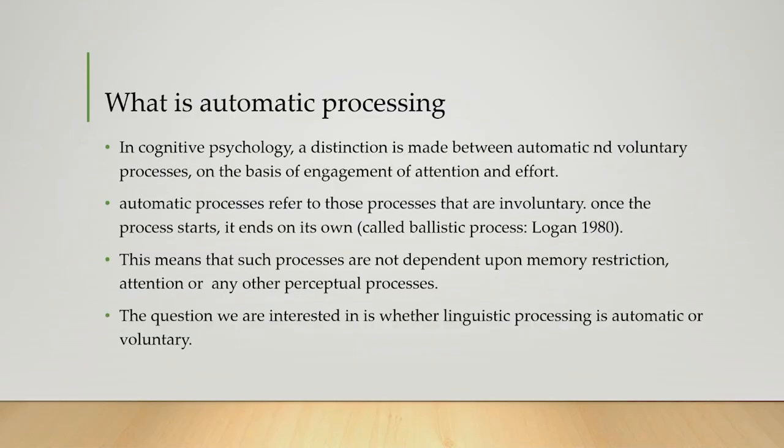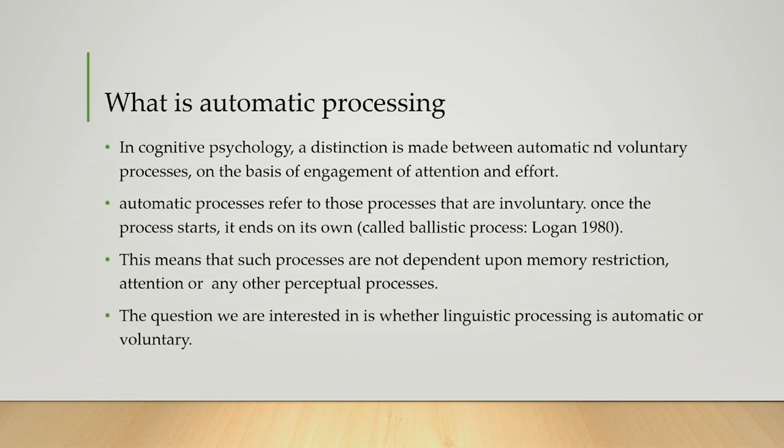Before we move on with the actual research, a very important aspect to keep in mind is the idea of automatic processing. Automatic processing is an area of research that has a slightly different tone and tenor in cognitive psychology versus psycholinguistics. In cognitive psychology, a distinction is made between automatic and voluntary processes on the basis of the engagement of attention and effort. Whether or not deliberate attention is utilized as a guiding principle for certain processes, and if there is a deliberate deployment of attention, then there is also an amount of effort included in that. Whether or not we include these two in a task decides whether the process is automatic or voluntary. This is how cognitive psychology looks at it.